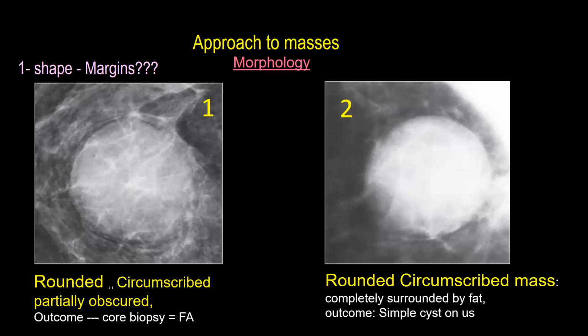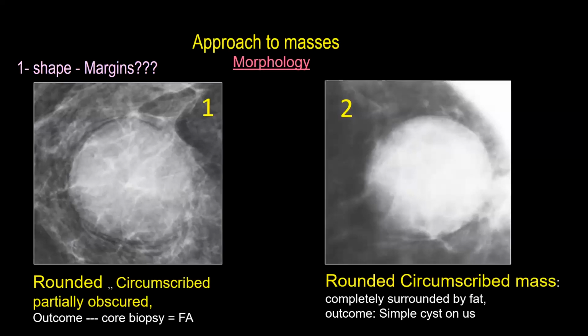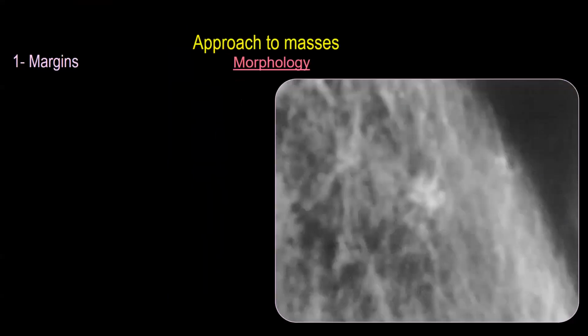Biopsy proven, so they recommended biopsy. This is because on ultrasound it was a simple cyst, downgraded to 2. But this one, because it was soft tissue, they recommended biopsy, and pathology was fibroadenoma.